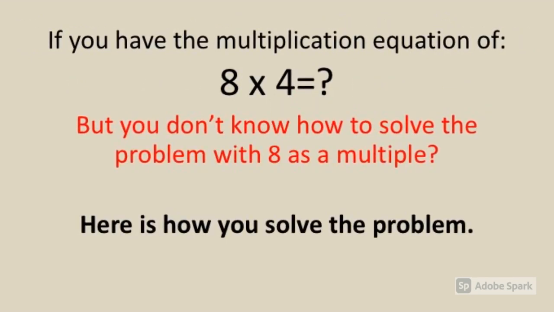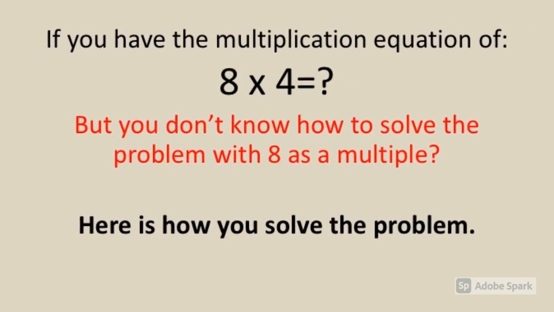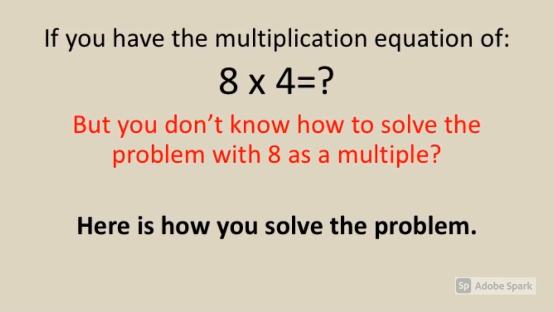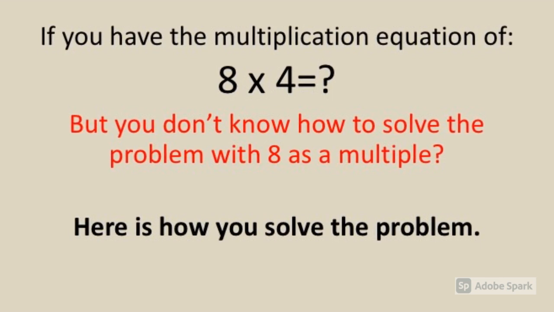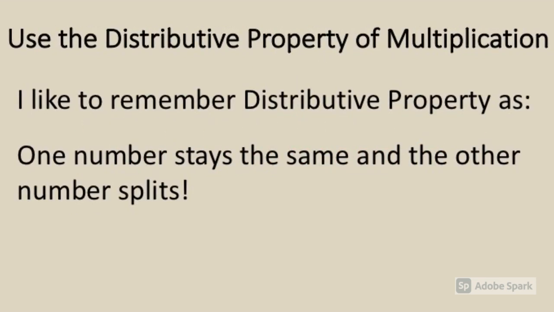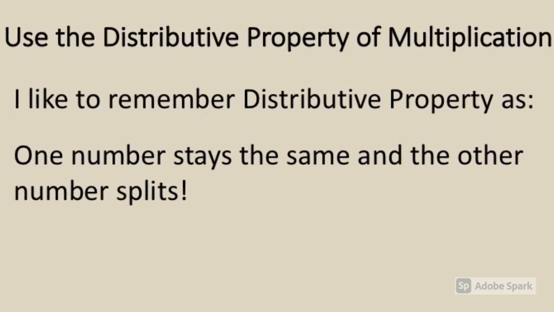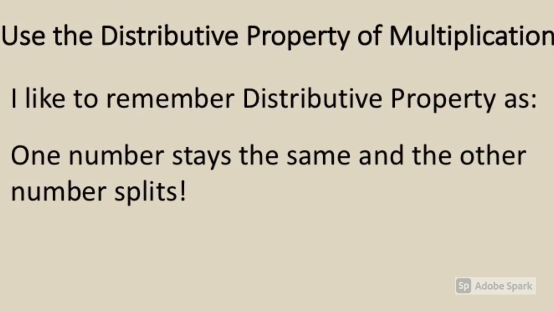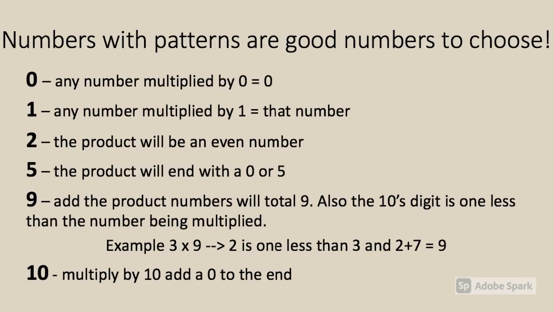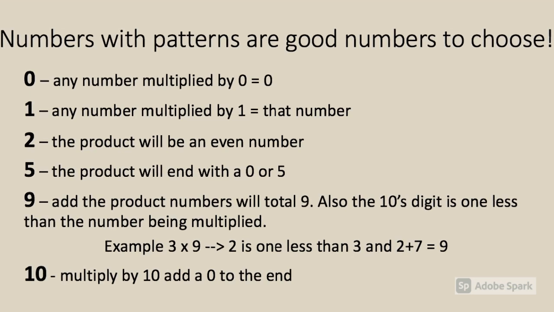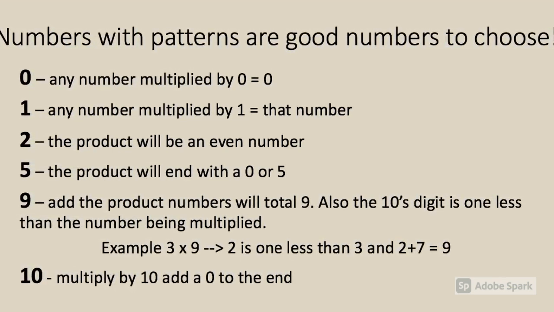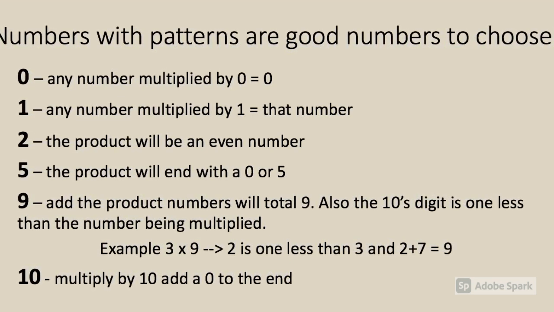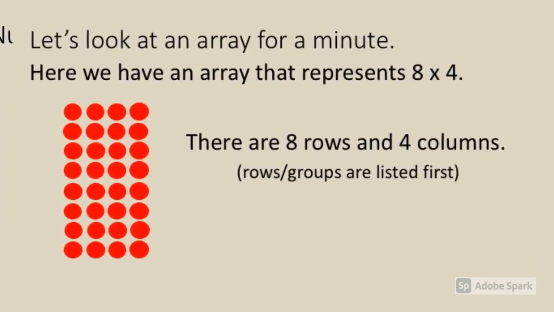If you have a multiplication equation of 8 times 4, but you don't know how to solve the problem with 8 as a multiple, here's how you can solve the problem using distributive property. I like to remember distributive property as one number stays the same and the other number splits. When possible, it is good to choose numbers that have patterns. Pause the video for a moment and take a look at the numbers that have a pattern associated with them.